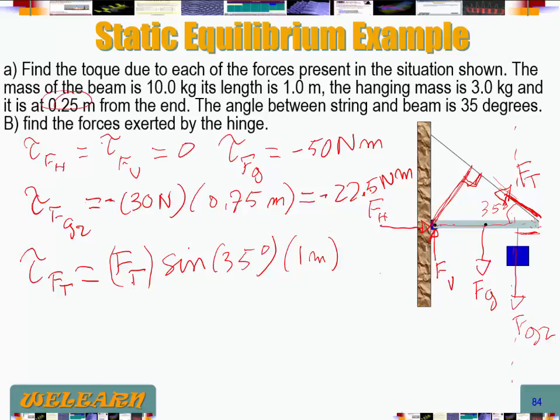We don't know Ft, so we cannot find from this expression the torque due to Ft. But we have this expression here. Now, how would we find it? We remember we have equilibrium here. If we have equilibrium, that means that the sum of all torques is equal to 0. The sum of all torques in this case is going to be 0 for the torque due to Fh.